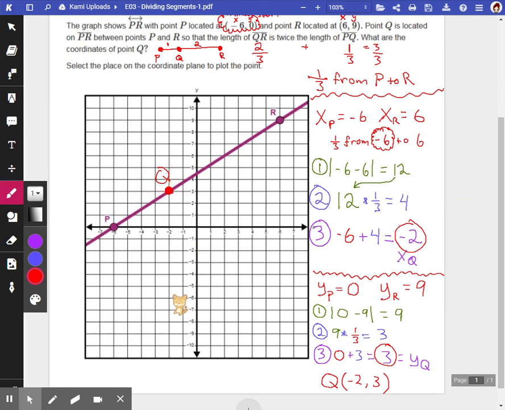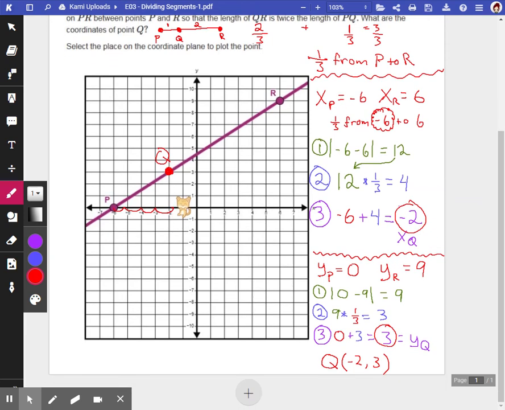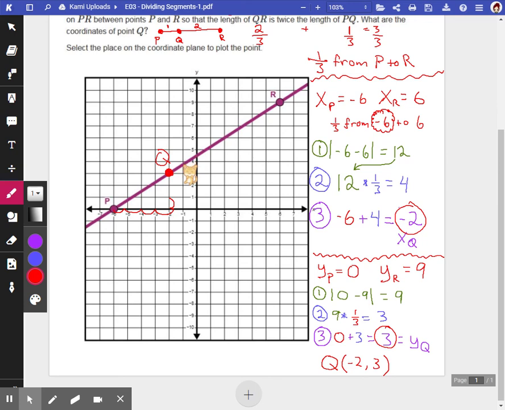So that's 4 in x and 3 in y. So those are the distances from that step 2. I went 4 over in x, I went 3 up in y to get to my coordinate.